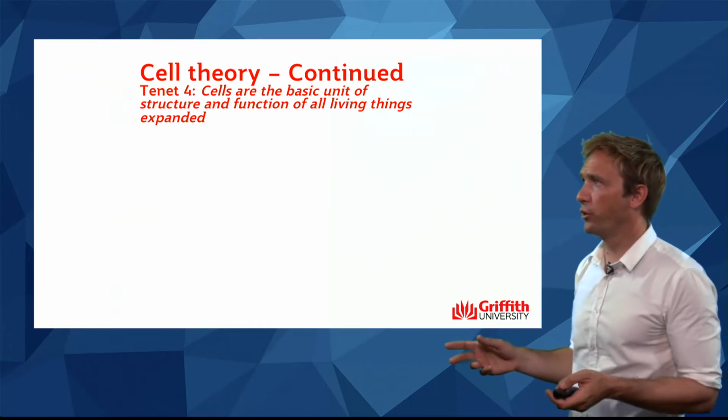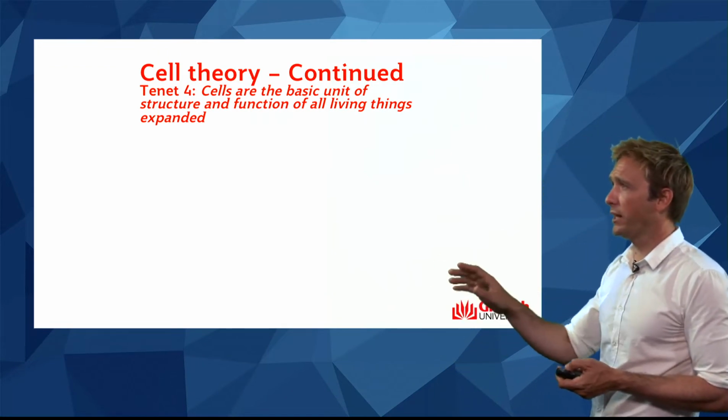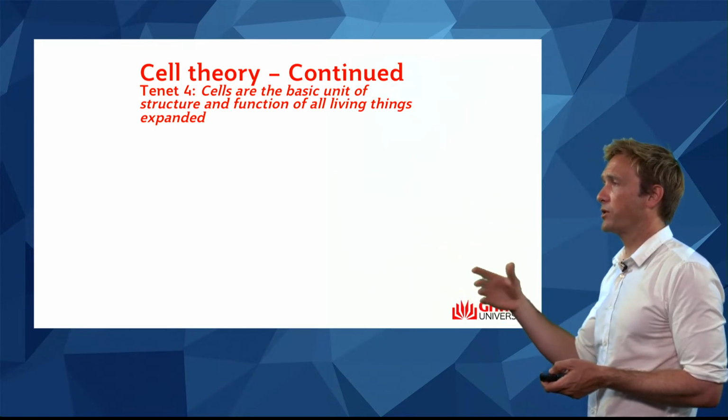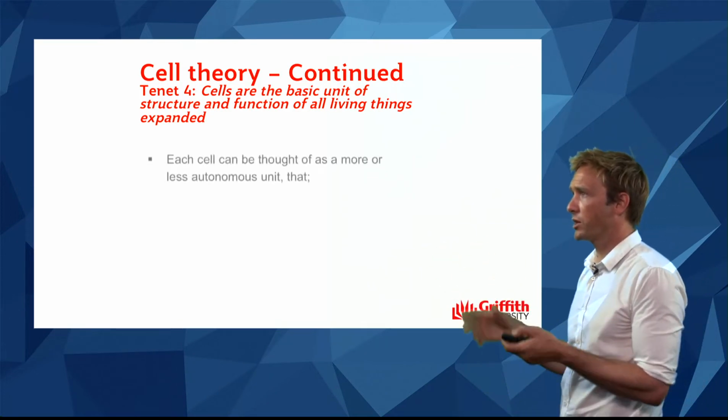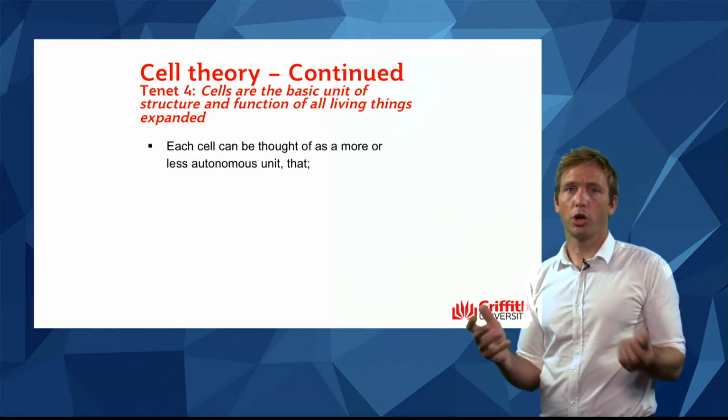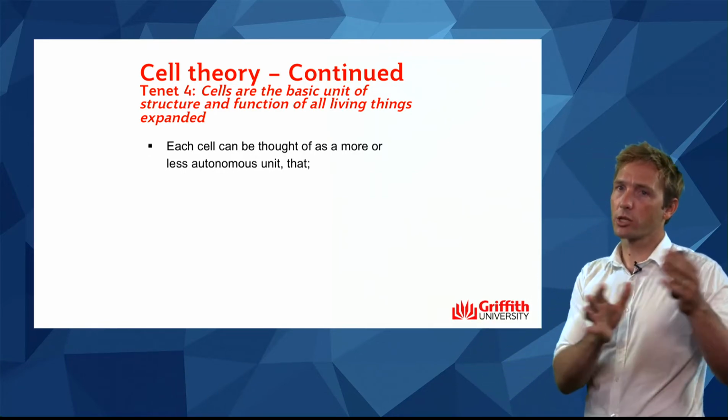Okay, so you've got your 4 tenets. Now we're just going to quickly continue to talk about cells as the basic unit of structure and function of living things, and we're just going to go into it a little bit more. So each cell can be thought of as a more or less autonomous unit. Autonomous in that it's slightly independent.